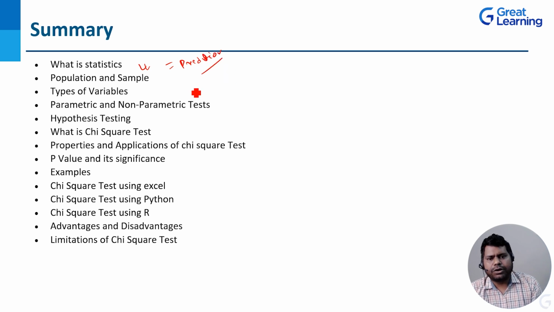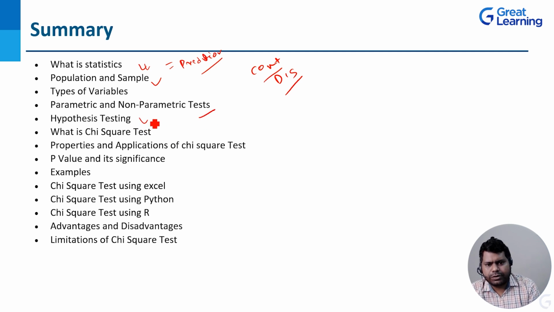Then we got to know what a population is, what a sample is, and what the various types of sampling techniques available are. Then we also discussed continuous variables and discrete variables. Then we discussed what parametric and non-parametric tests are. Then we covered what hypothesis testing is, what the chi-square test is. Then we discussed some of the applications and properties of the chi-square test. We also discussed what the p-value is and its significance, and how we can get the p-value using the chi-square distribution.